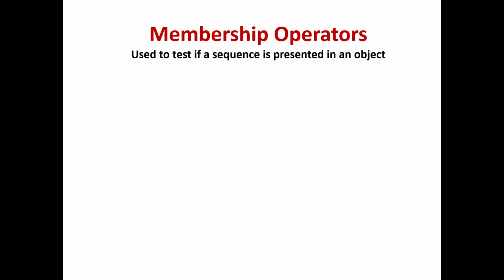Another one is the membership operators, which are used to test if a sequence is present in an object or not: in or not in. Majorly, this type of operator is used with lists when we do a Python program. There are some lists that are created and we need to check if a particular element is present in that particular list or not. Then we use in or not in.